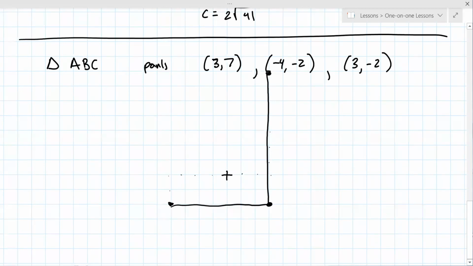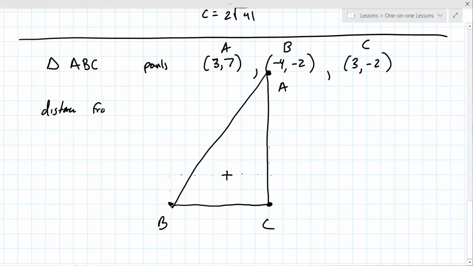We'll call this A, B, C. So this is A, this is B, and this is C. I could ask you, what is the distance from or of AB, line segment AB?